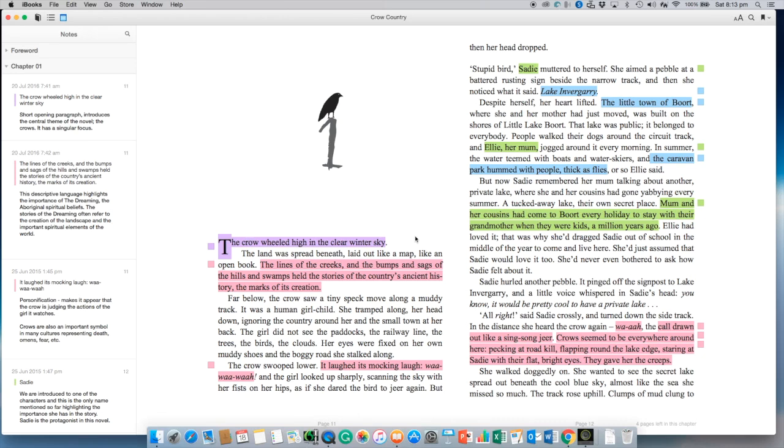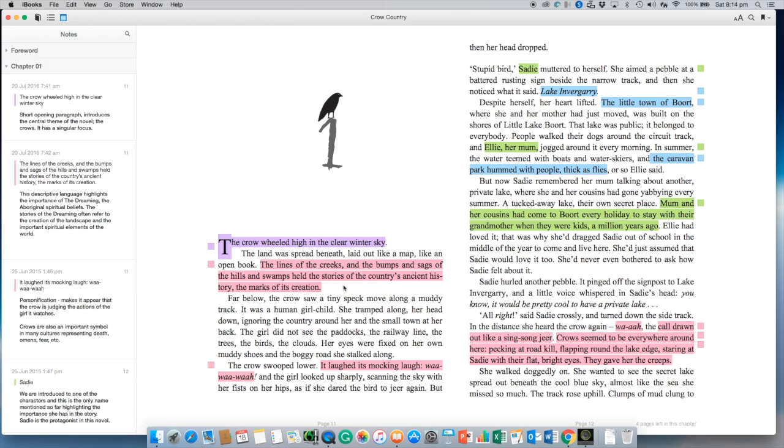The first one here, this opening paragraph, is a very short paragraph. We can see that it says, "The crow wheeled high in the clear winter sky." And this short opening paragraph introduces the central theme of the novel. And it's about the crows. And it has this very singular focus. And that short paragraph emphasizes the significance of this image or this motif that's to be developed further.